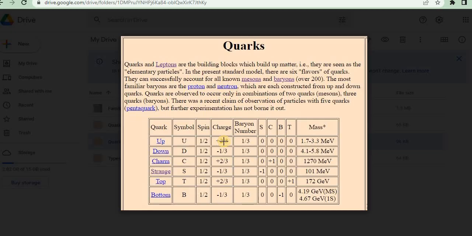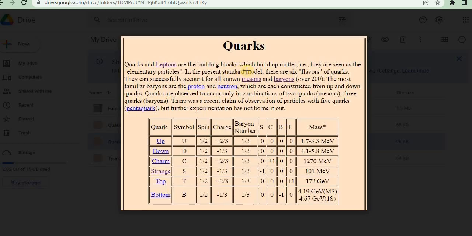Something like that. If it has a charge of +2/3, it is an up quark. If it has a charge of -1/3, it can be a strange quark. If it has +2/3, it can also be a charm quark. I will teach you an easy way to remember this, how to remember the symbols and the charge.